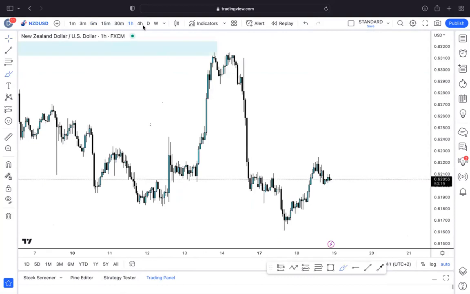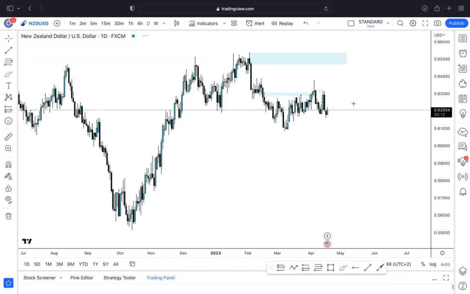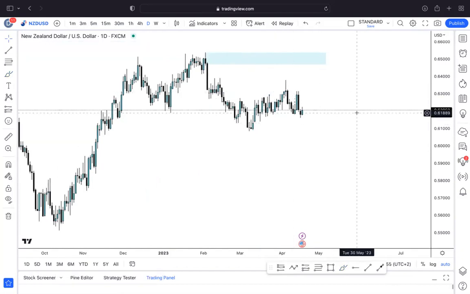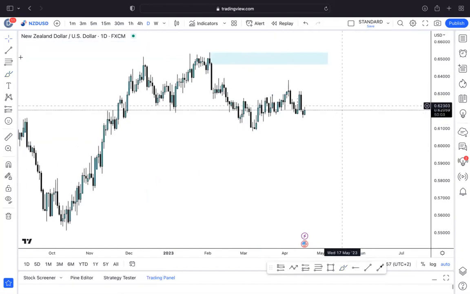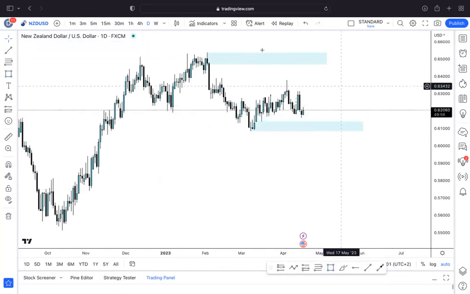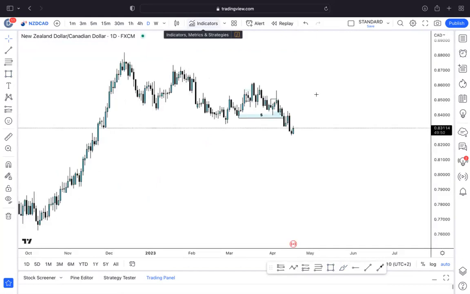Okay, next one, New Zealand dollar. I'll be honest, I've been looking at New Zealand pairs lately, and the only thing I find interesting is NZDJPY. So there's nothing here that I would like. This is the only zone I'm interested in, the top one, for sales. NZD CAD.